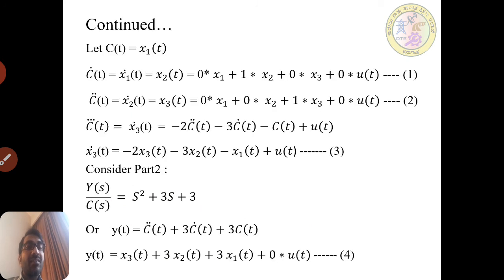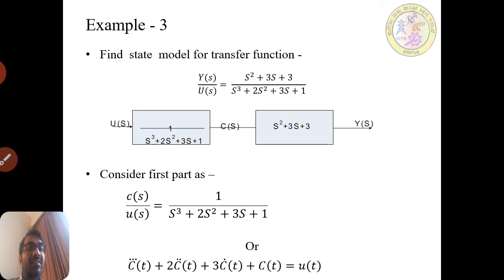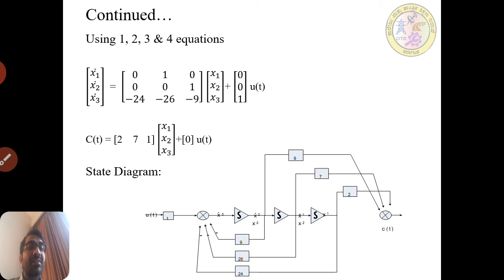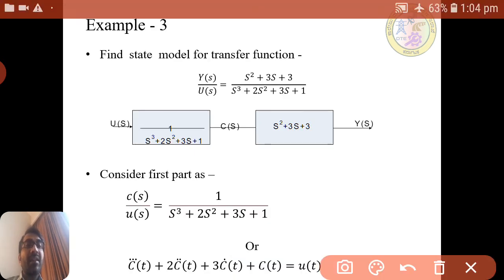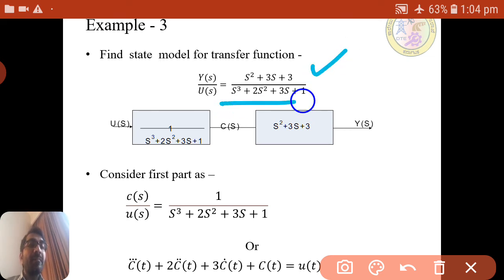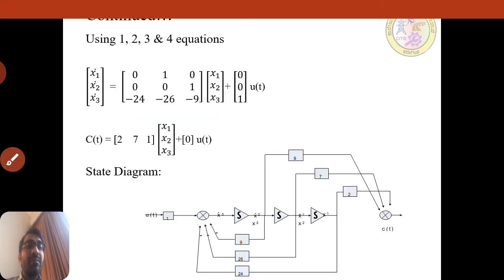Now there is one more example, in a similar manner to what you have seen in the previous diagram. The transfer function we have considered here is s3 plus s square plus 3s plus 3 over s3 plus 2s square plus 3s plus 1. Again we need to consider it in two parts. The first term is 1 by s3 plus 2s square plus 3s plus 1, and we are writing the same thing with the phase variables.